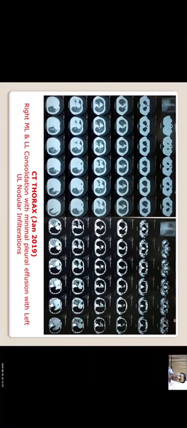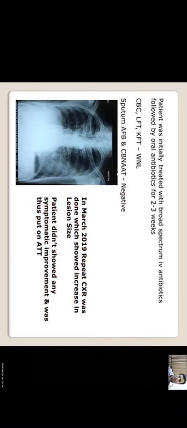So this was his chest CT, which was done in January 2019. You can see right middle lobe and lower lobe consolidation with a minimal amount of pleural effusion and some left upper lobe nodular infiltrate. So the treating doctor thought that this is a case of community acquired pneumonia, and started the patient on broad spectrum IV antibiotic, followed by a course of oral antibiotic for the next 2 to 3 weeks. His CBC, LFT, KFT, everything was within normal limits, and sputum AFB and CBNAAT were also negative.